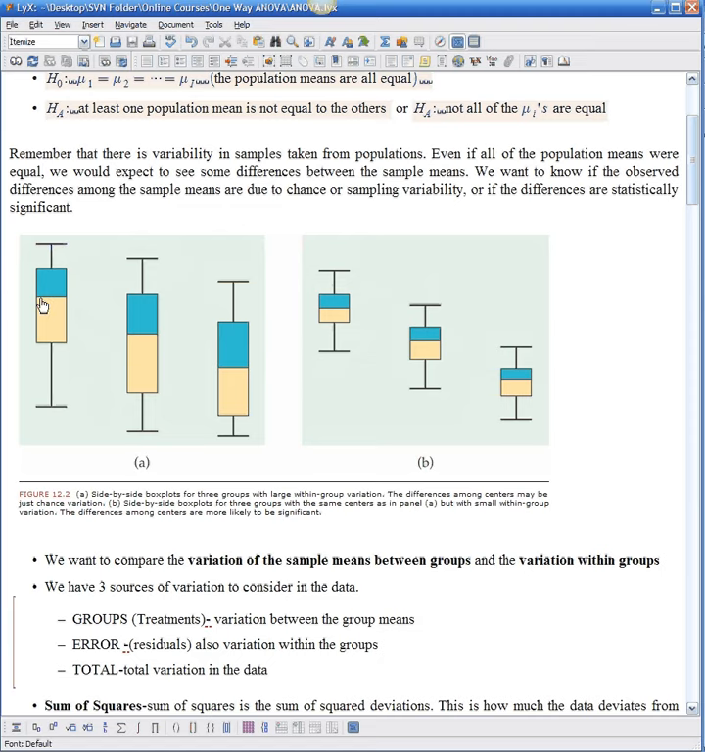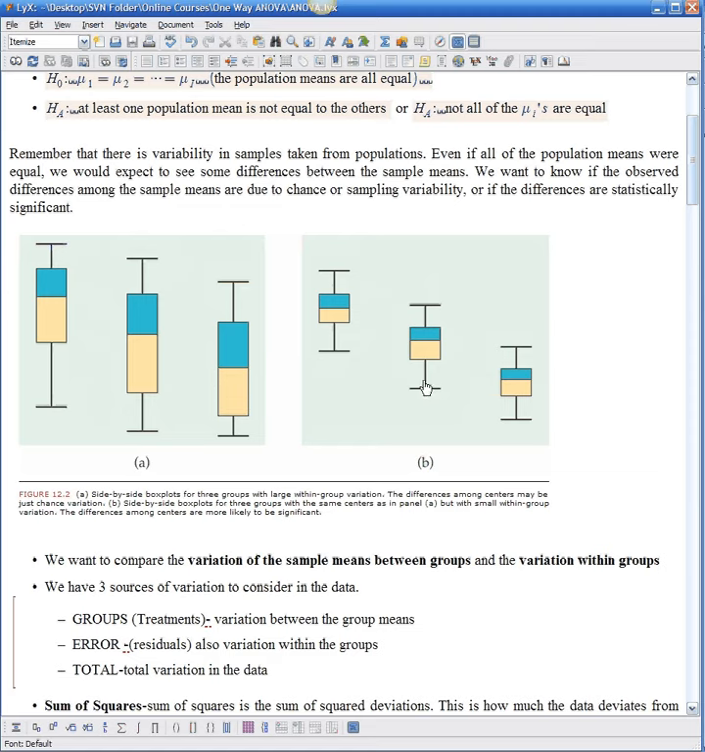Notice that my sample means are different, but I also have variability within the group. So within the group, notice I have observations that are here, I have observations that are here. So there's quite a bit of variability within the group. Okay, and so because there's so much variability within the group, the sample means that I observe could be different just due to chance or sampling variability. And there's probably not a difference in my population means in this example here.